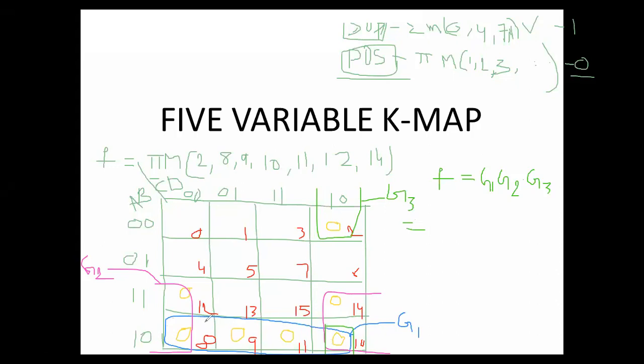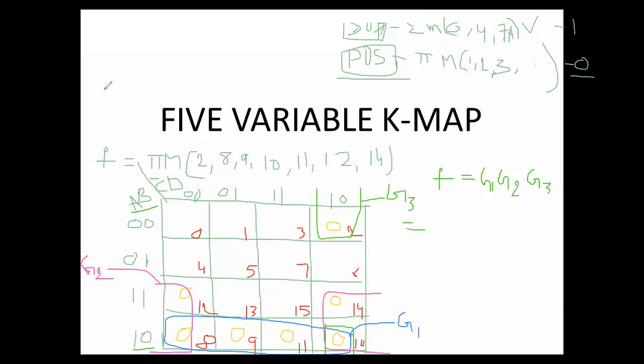For this group, what is the combination for AB? Only 1, 0. One combination is only here. That's why this 1, 0 will be taken. Here, G1 means that will be taken as a sum. So, AB values are 1, 0.